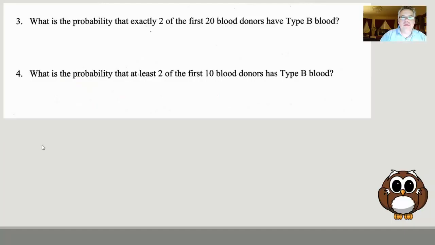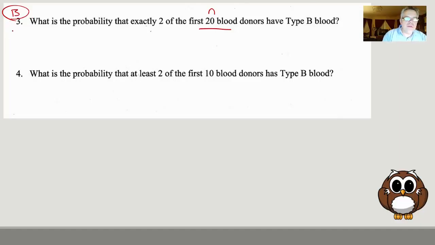All right, here are the next 2 questions. What is the probability that exactly 2 of the first 20 donors have type B blood? Since we're talking about only 20 donors, this is a binomial model, with a fixed number of trials. The number of trials, which is n, is 20. What's the probability that exactly 2 of the first 20 have type B blood?